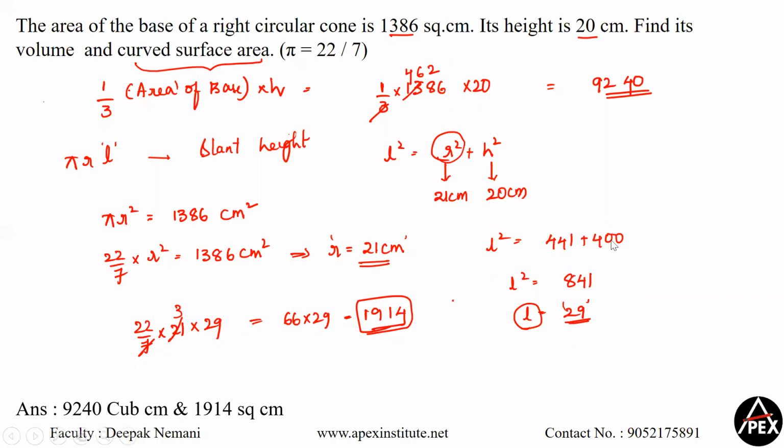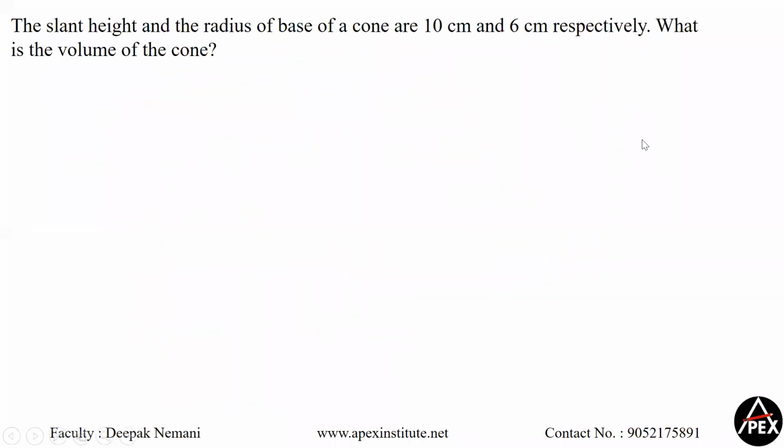Clear? Clear, guys? Any doubts? Quick responses. No doubts. Okay, so moving ahead. So we are given the slant height and radius of base. You need to find the volume of a cone. I'll give you 1 minute.